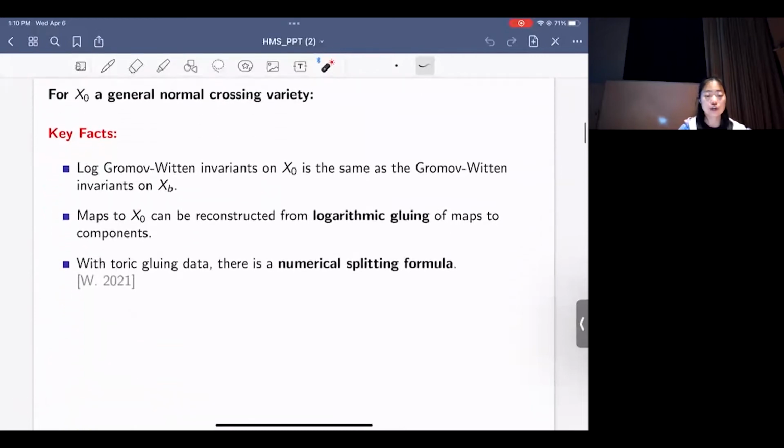So the key facts I want to tell you today are, first, that the logarithmic Gromov-Witten invariants are deformation invariant. The second is that we can reconstruct the invariants on the central fiber by a process called logarithmic gluing, which is a fiber diagram in some nice logarithmic category. And with the assumption of your gluing strata being a toric variety together with a compatible toric log structure, there exists a numerical splitting formula, which is the thing I proposed in the title. Okay.